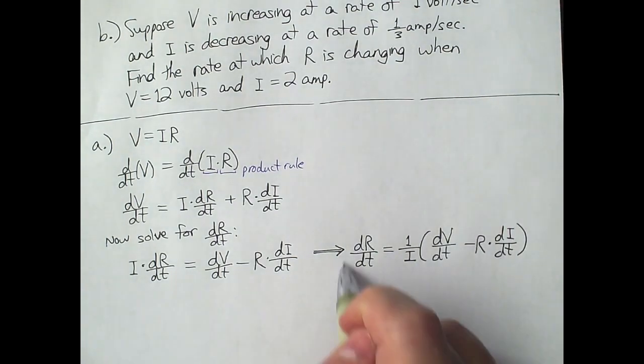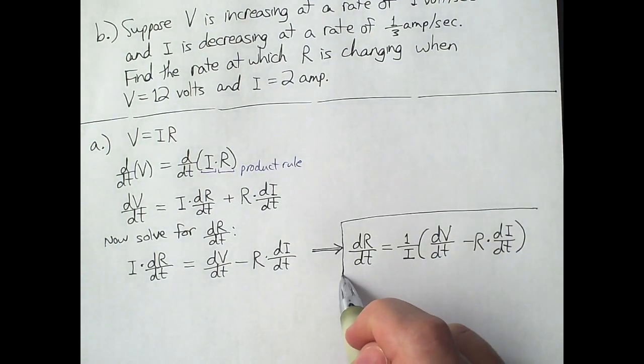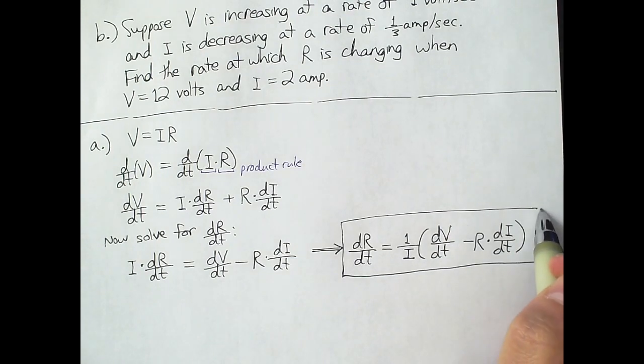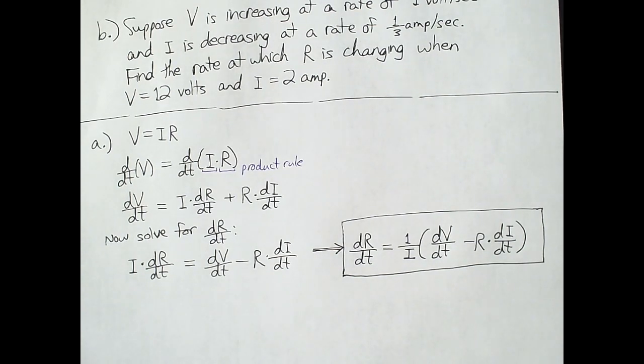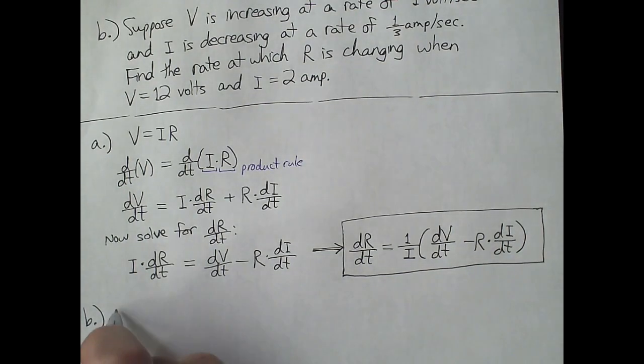And that's what I get for part A. That is an equation for how dr dt is related to the other two rates of change. And we need that to help us with part B. Part B gave us some information. Let's write what was given.